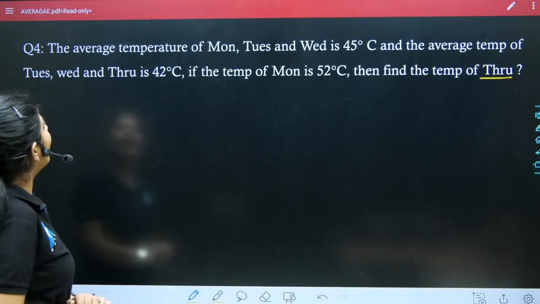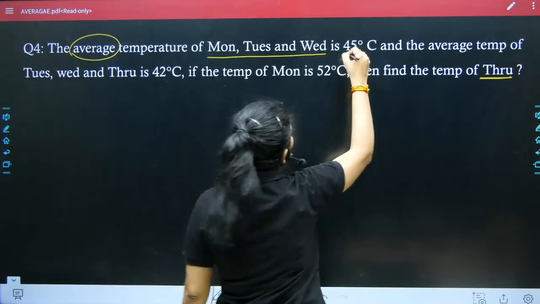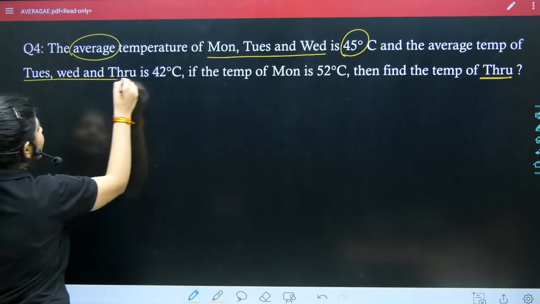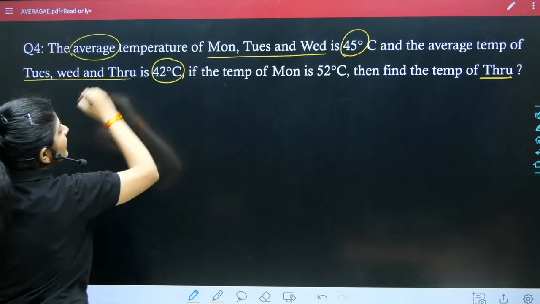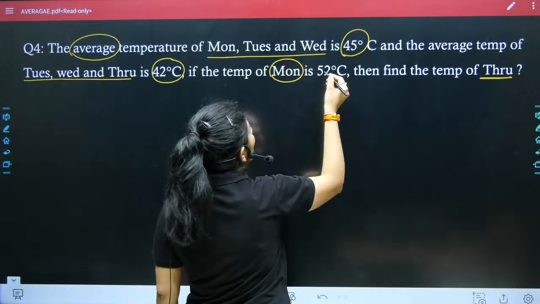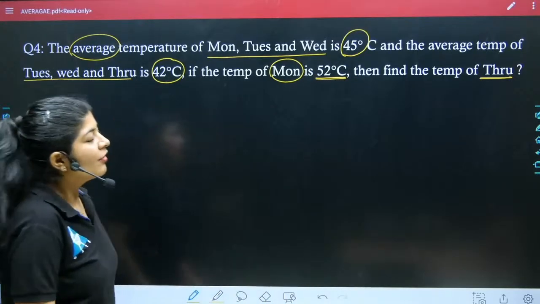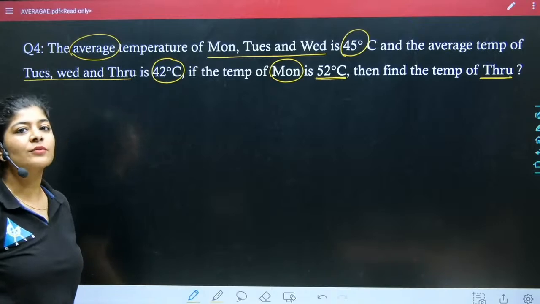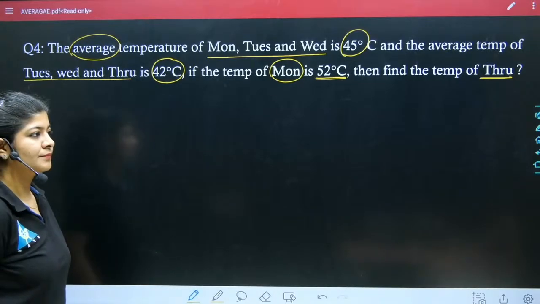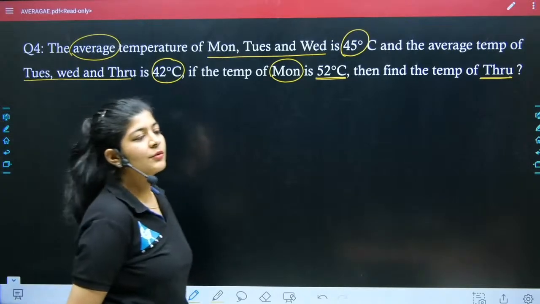Here it is given that the average temperature of these 3 days is equal to 45 degrees Celsius, and the average of these 3 days is equal to 42 degrees Celsius. And it is also given that the temperature of Monday is equal to 52 degrees Celsius. Now what we have to do, we have to find out the temperature on Thursday. How do we calculate this?